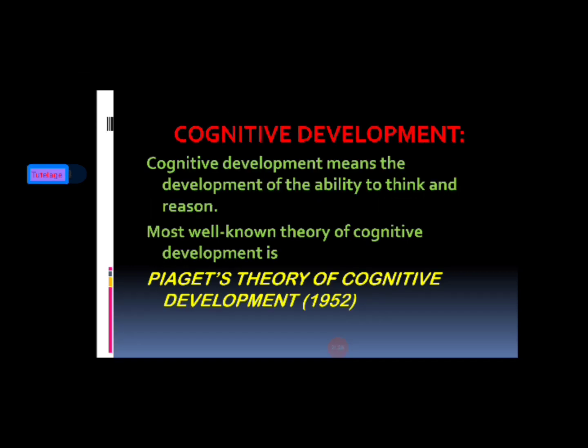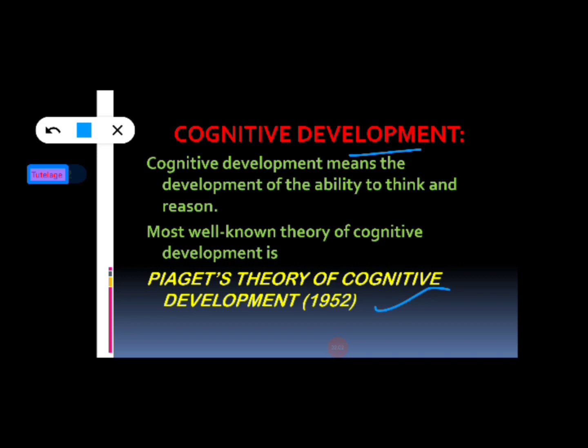So, learner, here we can see the most well-known theory of cognitive development, that is Piaget's theory of cognitive development, 1952. We will discuss it later. Most probably, we will discuss it in my next session. Okay. So, we have already told one of the most important principles or features of development, that is the principle of interdependence. Okay.